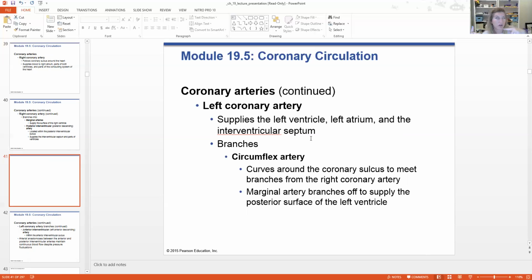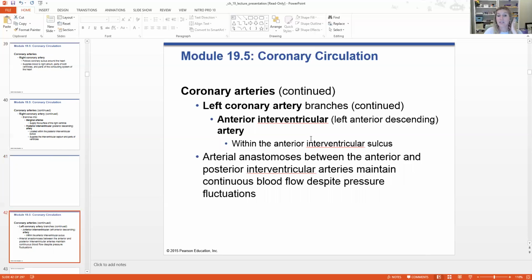The right coronary artery branches off towards the right. The circumflex artery branches off towards the left, and they both meet at the back side of the heart. And there are also marginal artery branches coming off of the circumflex. The left coronary artery branches into the anterior interventricular or left anterior descending, LAD, artery. Sometimes in clinical settings, you'll just hear it called the LAD instead of anterior interventricular.